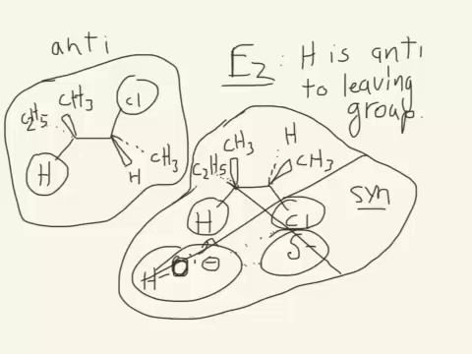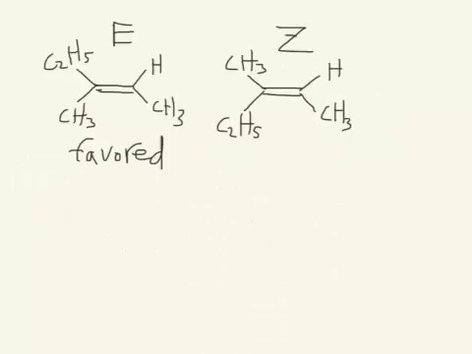We know that the E product is going to be more favored over the Z product because the Z product has more interference. There's a clash between these two bigger groups on the same side. So if the molecule, when it undergoes an E2 reaction, can make an E product, it will. And it can always make an E product in an E1 reaction mechanism, because that one goes through a carbocation intermediate.